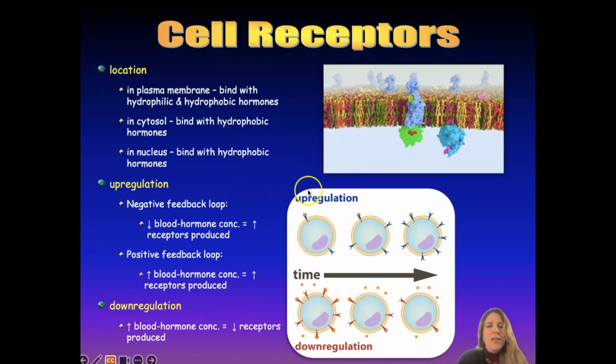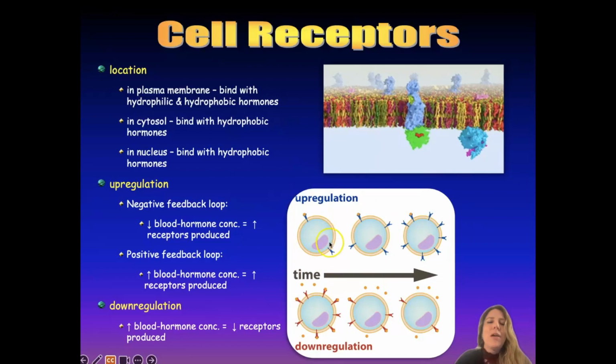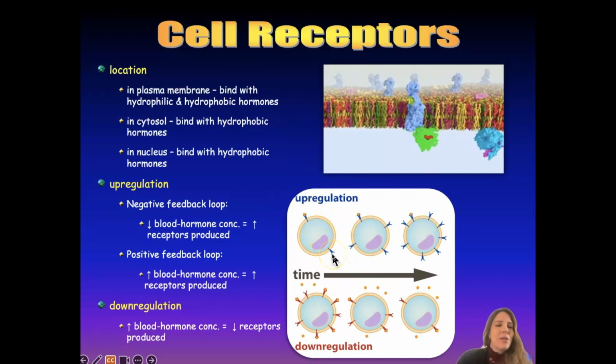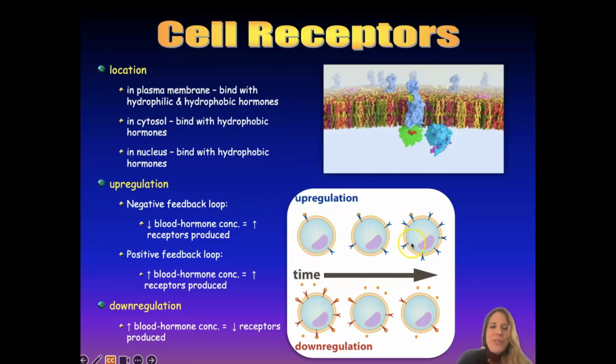So upregulation and downregulation. If you look at these pictures, in a case of upregulation, you start off in this hypothetical scenario with 2 receptors for a particular hormone, and over time, upregulation is occurring and more receptors are produced.